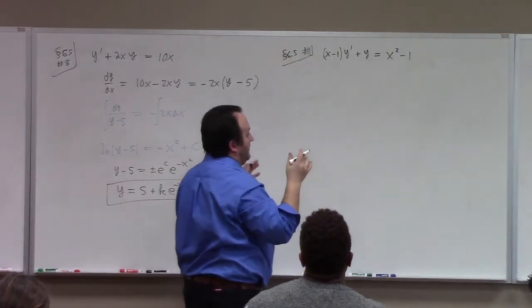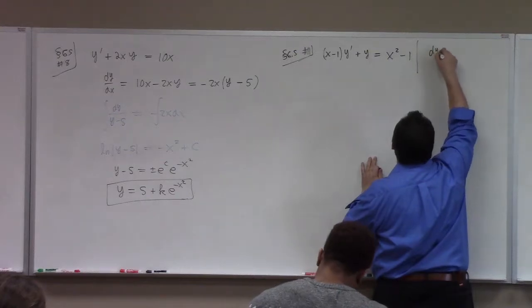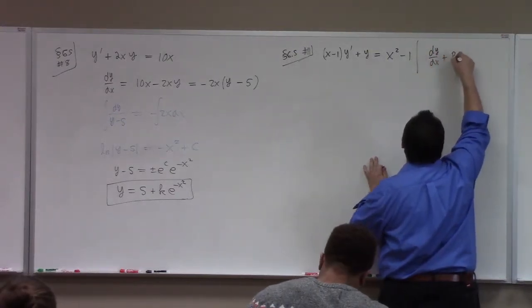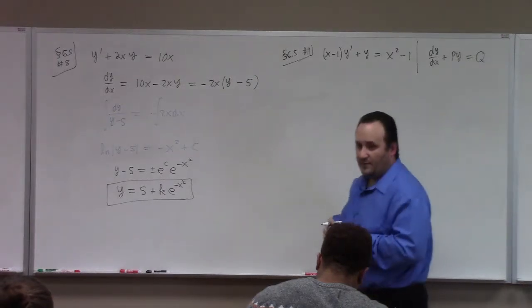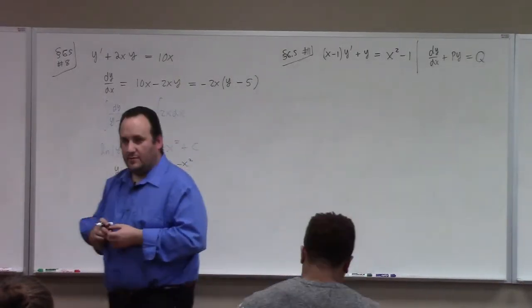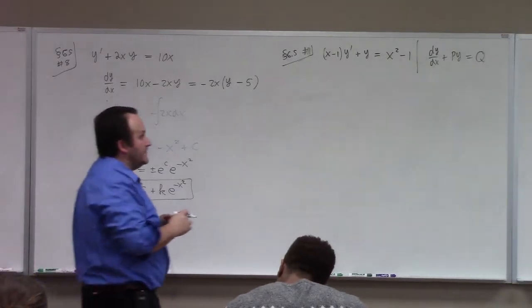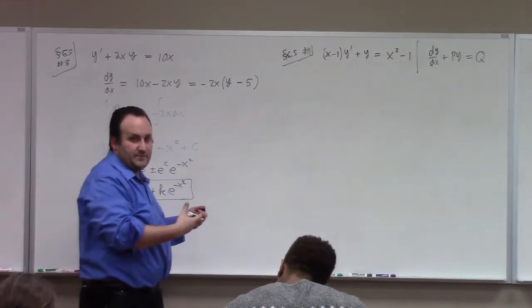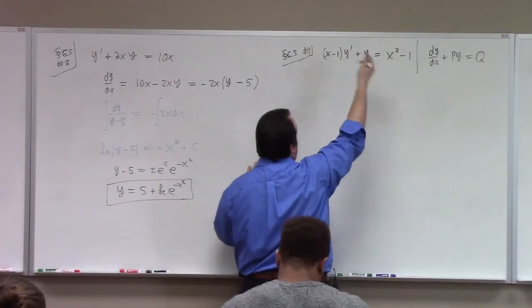All right, so remember that the standard form is dy dx plus py equals q. So I need to get it into that format before I can do that multi-step integration factor method process, right? So what do I got to do? I need to isolate y prime. What do I do? Yeah, divide by the coefficient. So divide by x minus 1.